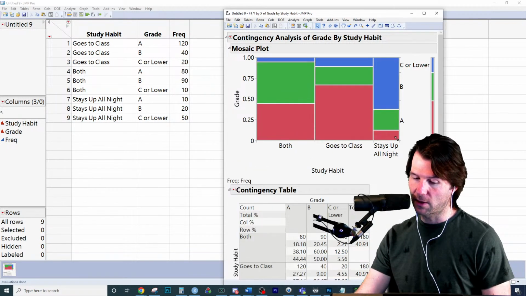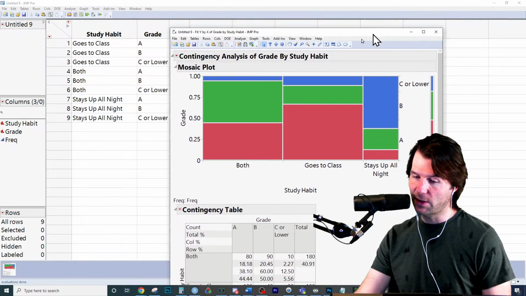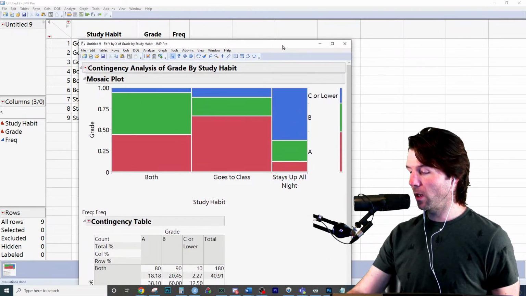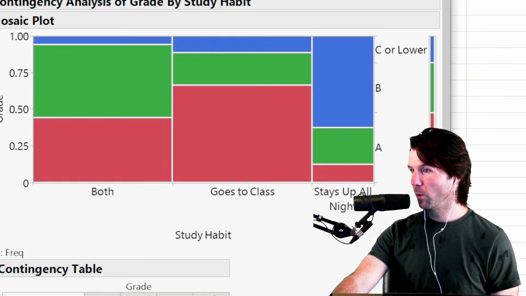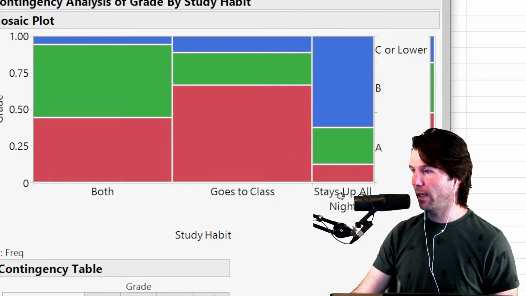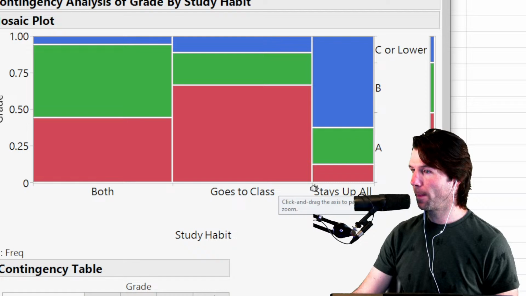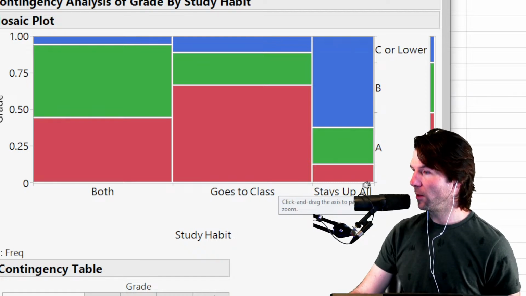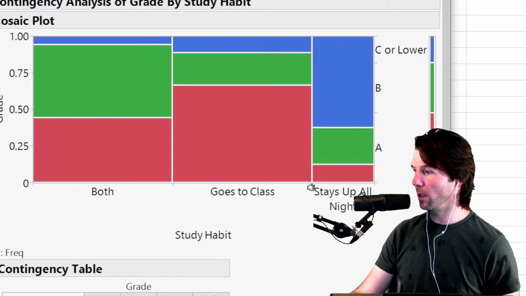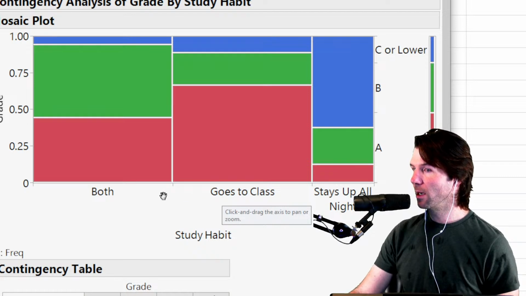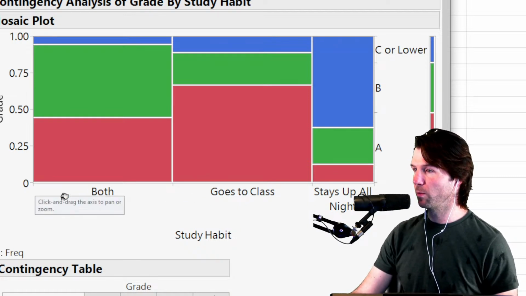If you take a look at this, why is stays up all night smaller along the bottom? What does it mean that stays up all night is smaller along here? There are fewer people doing that, right? There are fewer people who stayed up all night. A lot of people go to class or do both.